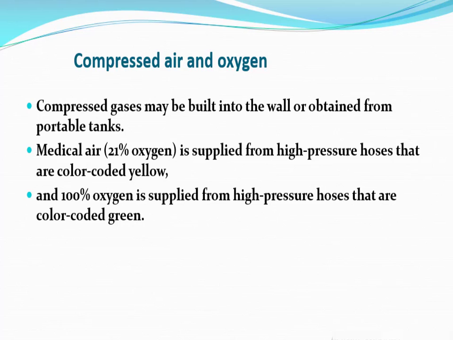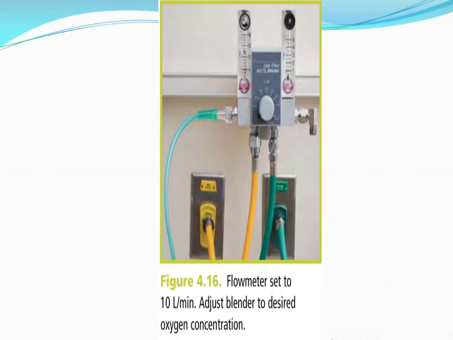Compressed gases may be built into the wall or obtained from portable tanks or cylinders. Medical air 21% is supplied from high pressure hoses that are color coded yellow. 100% oxygen is supplied from high pressure hoses that are color coded green. This is the green, and this is the yellow coded. This is compressed 21% air, and this is compressed 100% oxygen. You have to mix it in the blender and then give it to the patient through this.